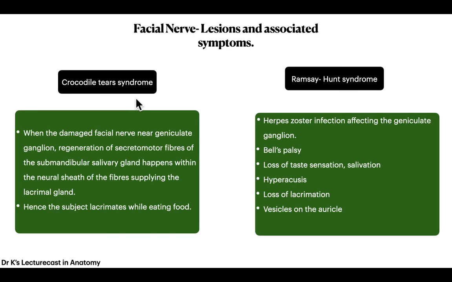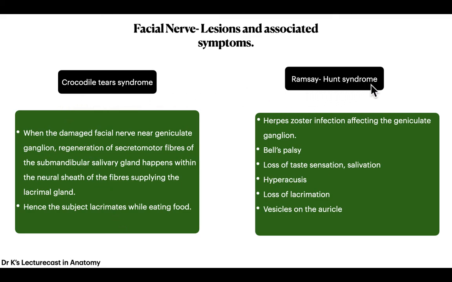We read something called Frey syndrome related to the parotid gland. That is sweating and redness of the skin along with salivation. What happens here is whenever there is a facial nerve damage near the geniculate ganglion, the secretomotor fibers which supply the submandibular salivary gland regenerate and lie within the neural sheath which supplies the lacrimal gland. So now what happens? Whenever the patient salivates, they also lacrimate. That is called crocodile tears syndrome.